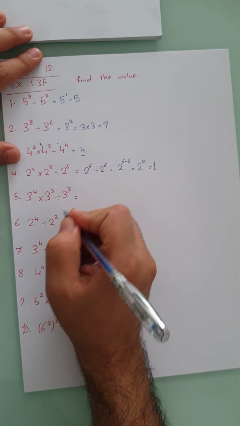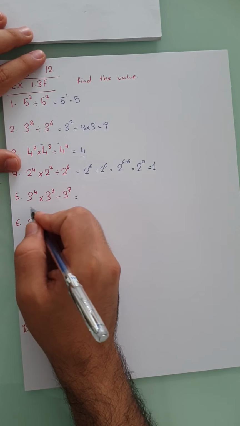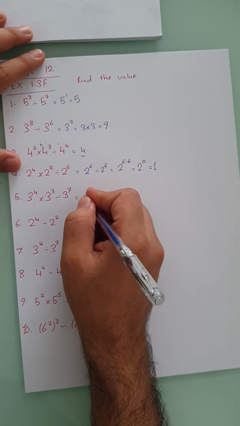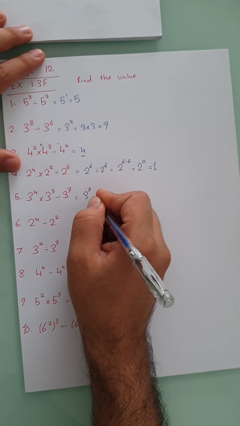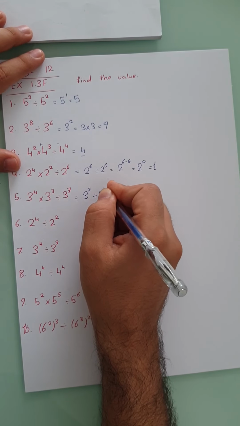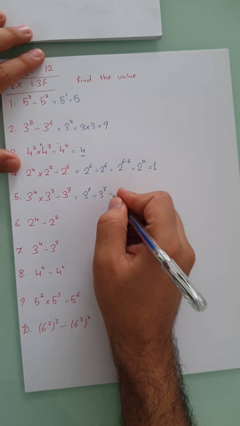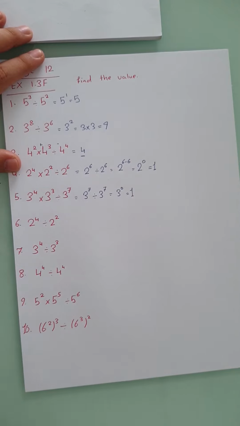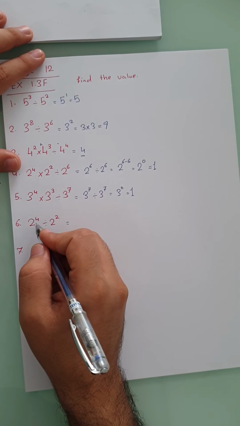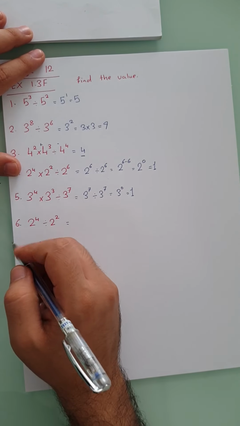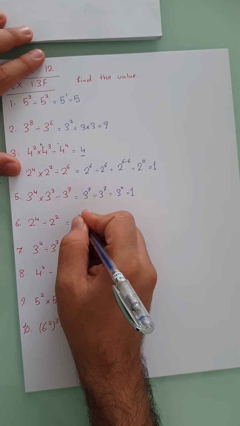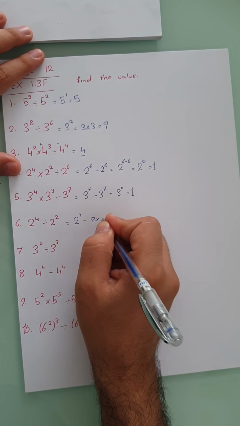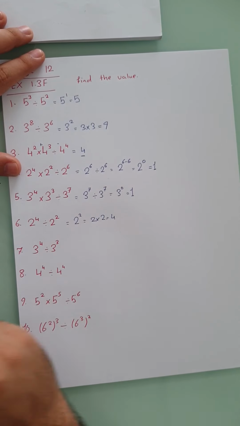Okay, let's check this question. 3 to the power of 4 times 3 to the power of 3. So 4 plus 3 is 7. So it's going to be 3 to the power of 7 divided by 3 to the power of 7, which is 3 to the power of 0, which is 1. Okay, same goes here. 2 to the power of 4 divided by 2 to the power of 2. This is going to give me 2 to the power of 2, because 4 minus 2 is 2, which is 2 times 2, which is 4.